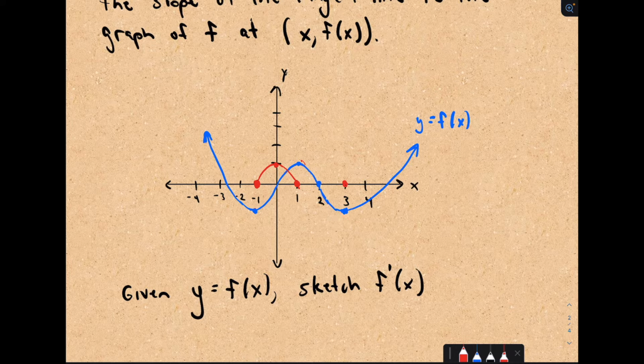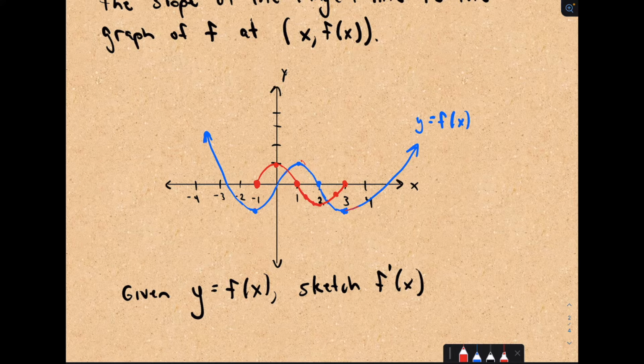So the same thing. I'm going to have my derivative graph decrease. It'll have its most negative value at x equals 2. And then it's going to go back up at 3. So again, remember, all of these points on the derivative correspond to slopes of tangent lines. Okay, so let's just keep on trucking.